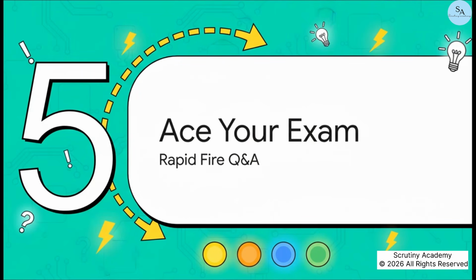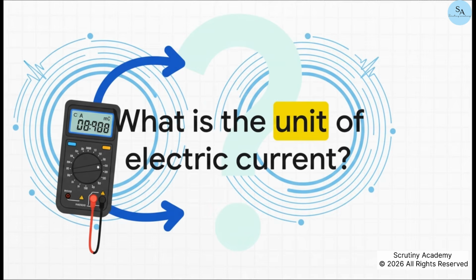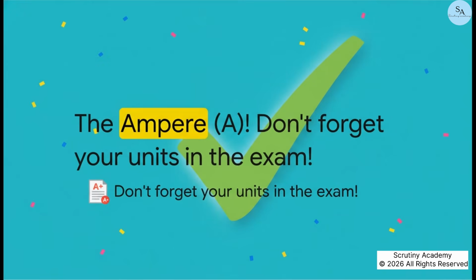Time for a quick rapid-fire round to get these core ideas stuck in your brain for exam day. You ready? First question, nice and easy. What is the unit of electric current? Go. The answer is ampere.